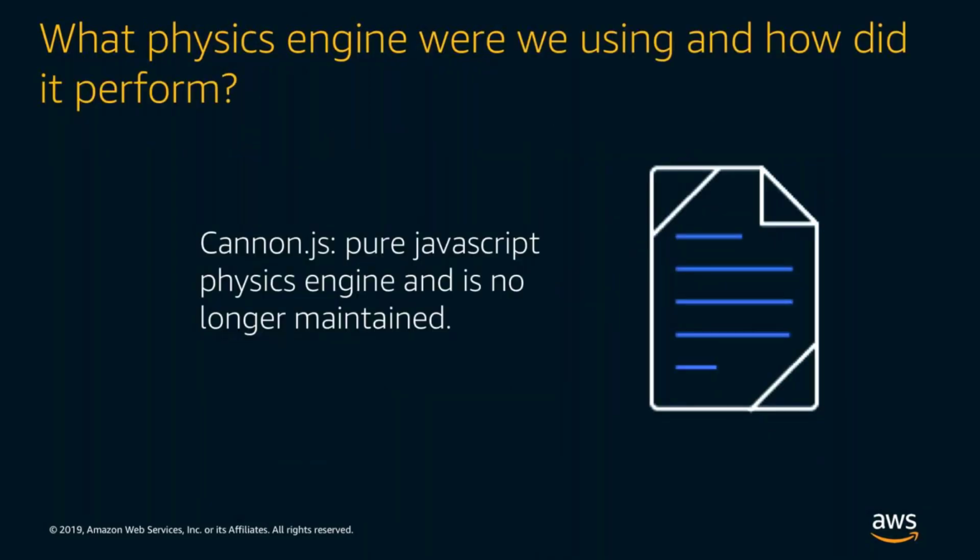With all that being said, let's talk about what physics engine Sumerian used before and how it performed. Sumerian used to utilize Canon.js as its underlying physics engine and had a dedicated physics system to accompany its behavior. Canon.js is a pure JavaScript engine inspired by web application use cases, and it includes simple collision detection, various body shapes, contacts, frictions, and constraints.